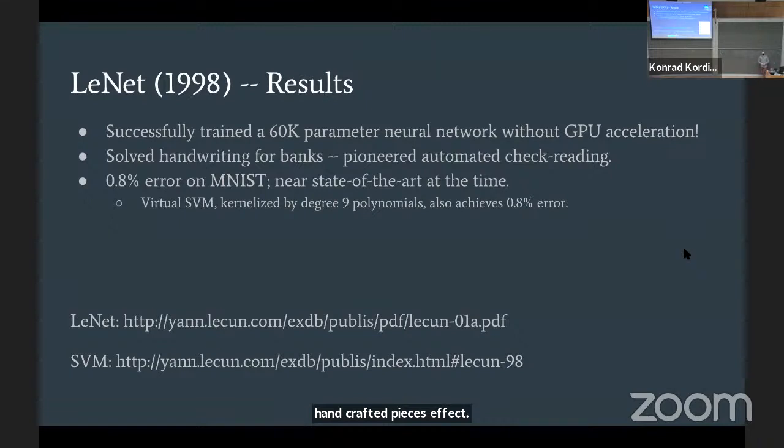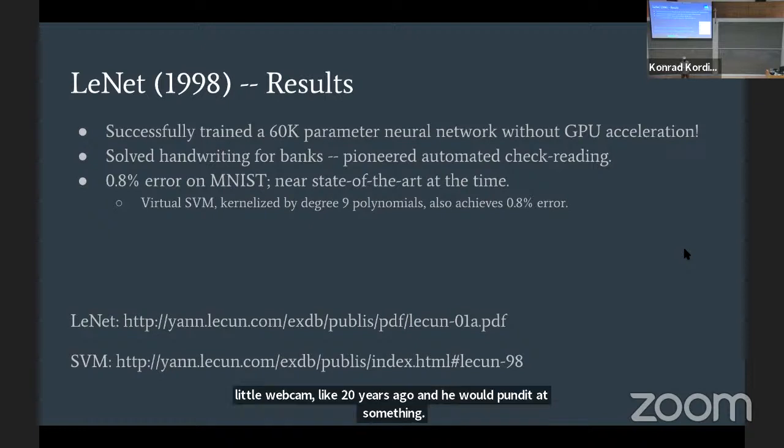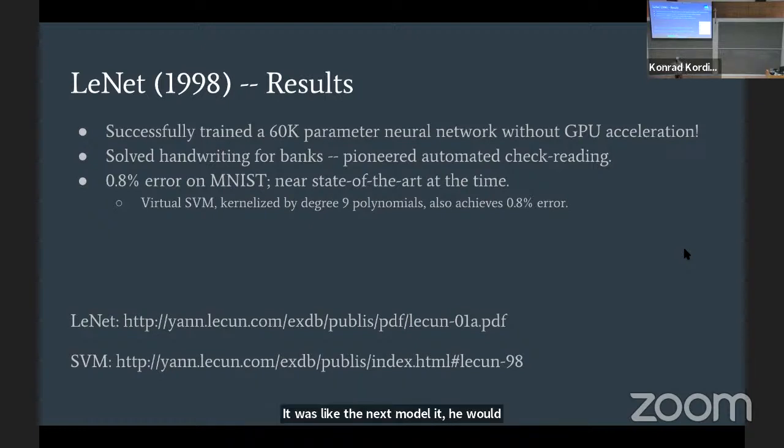And his network had 60,000 parameters. Today, many models will contain well more than 1,000 times that many parameters. Back then, it was state of the art. Training it apparently wasn't all that easy. And I remember at the old conferences, Yann had this old little webcam like 20 years ago, and he would point it at something. It was like the next model. He would point it and say, human input, like a square on your face. And these demos back then were just so cool. Today, any one of you can code face detection up as a small part of a class project.